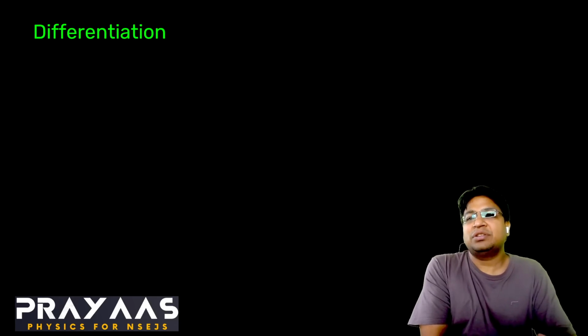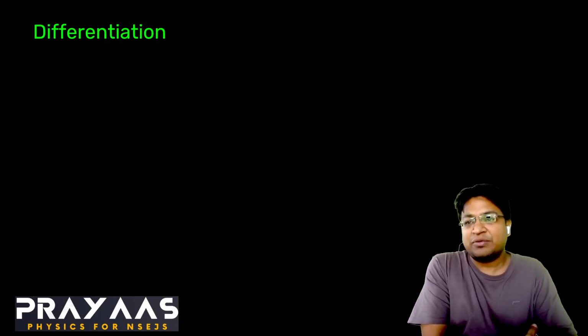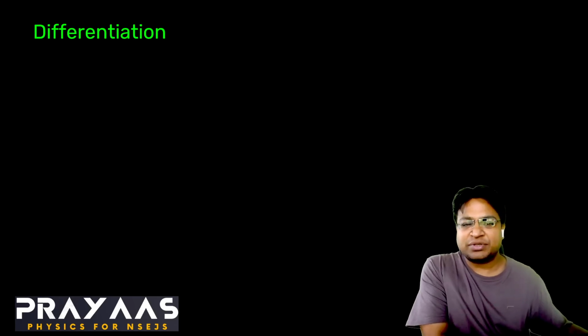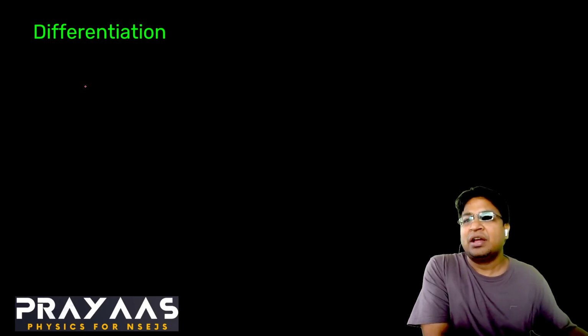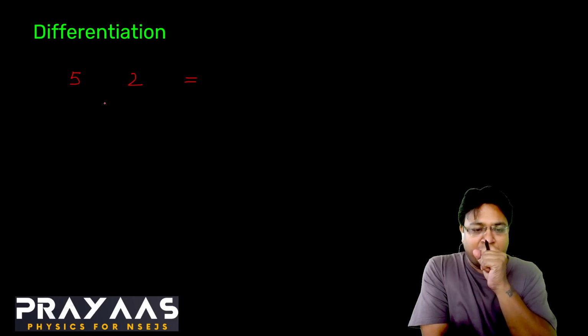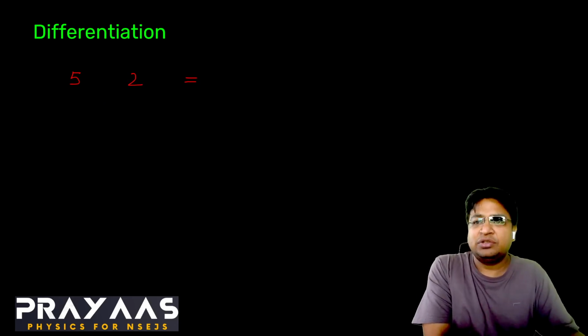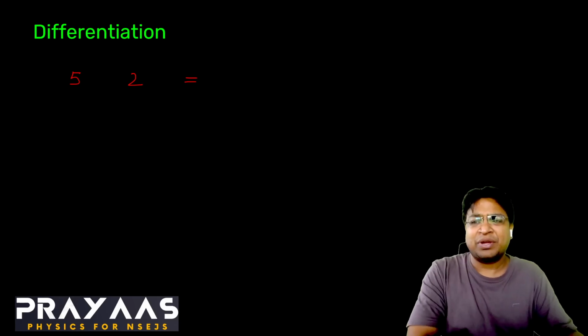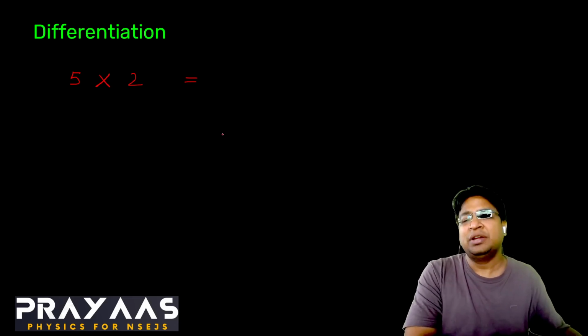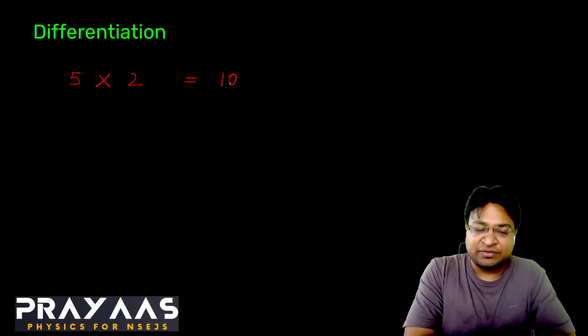So the first thing that we need to address is, what exactly is differentiation? To answer this question, let me write something on the screen and you tell me whether you can give me the answer or not. For example, suppose I write 5 and 2 and then ask you the answer. With this information, you will probably not be able to answer. But the moment I put a sign here, now you will be very quick to answer 10, which is correct also.